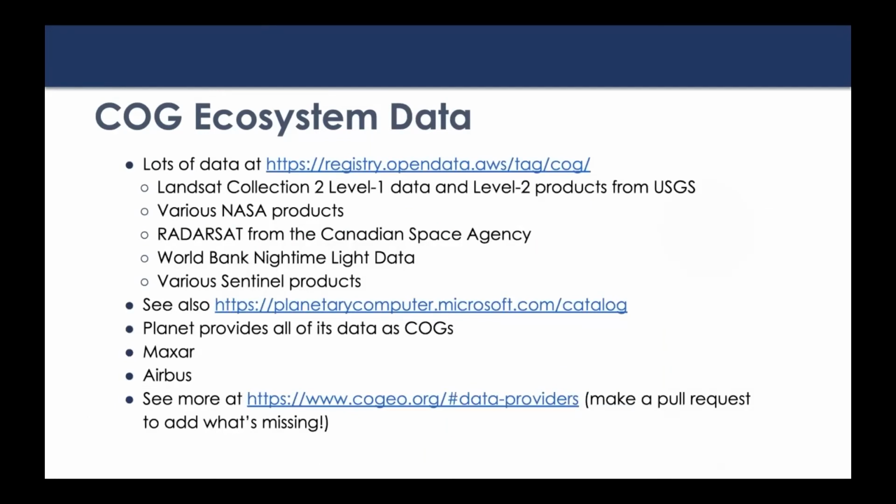You can get a lot of COG data now. It's on the web, and I think as STAC becomes adopted more broadly, it's going to be much easier to find using search engines, things like that. But right now, you can go to the registry of open data on AWS. There's a tag for COGs. The USGS makes all of Landsat Collection 2, both level 1 and level 2 products available as COGs. You'll find NASA products there. You'll find RadarSat, World Bank nighttime light data, various Sentinel products, thanks to Synergize and others.